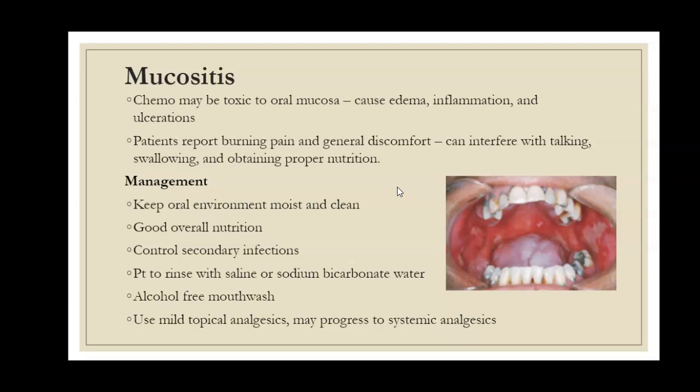Things like juicing. Oh my gosh, just juicing vegetables and greens to give them the nutrition because eating is so uncomfortable. So smoothies and juices and things that are moist are so important for cancer patients. Control secondary infections like candidiasis and others. Have the patient rinse with saline and sodium bicarbonate. That helps to neutralize the pH.